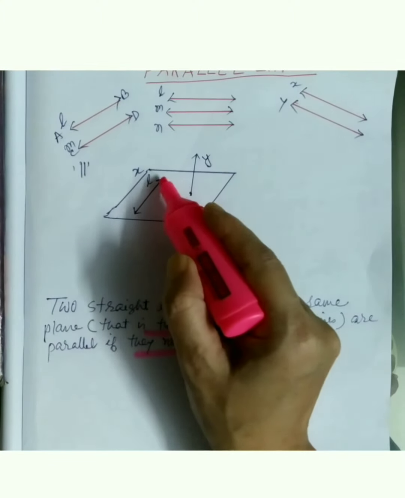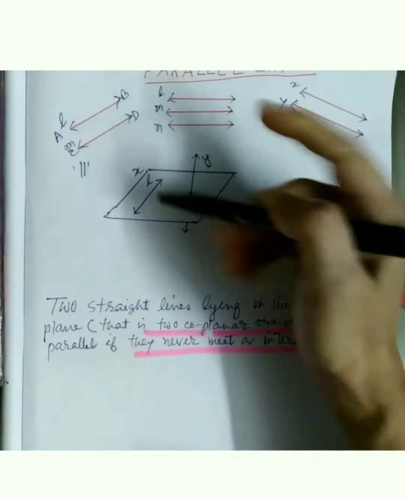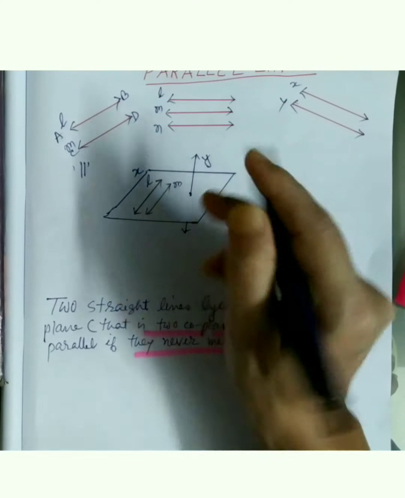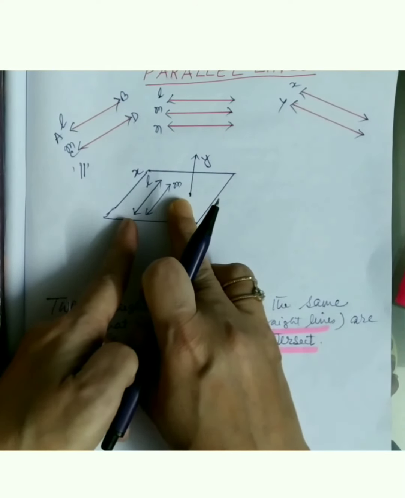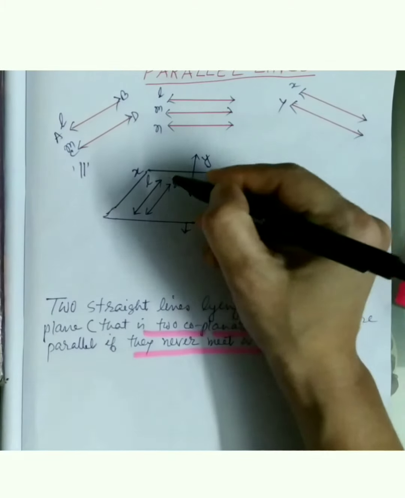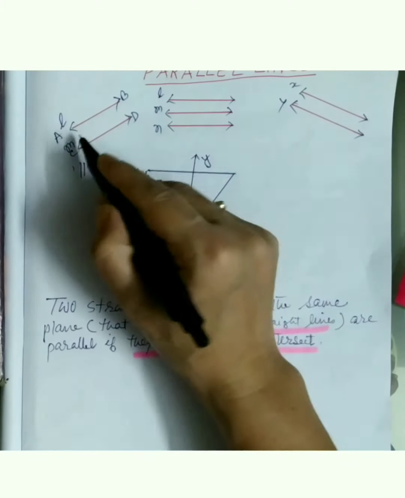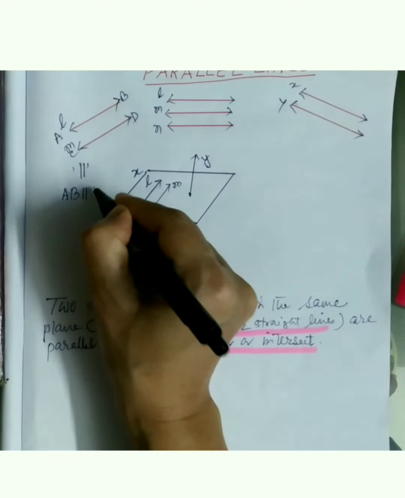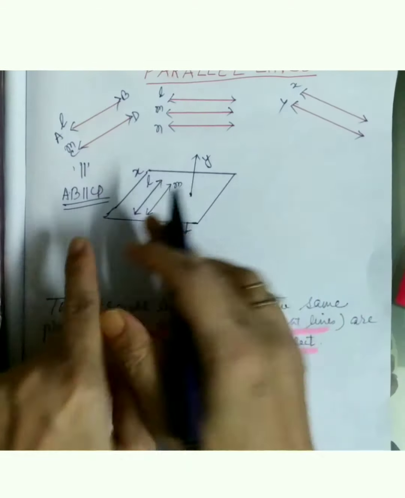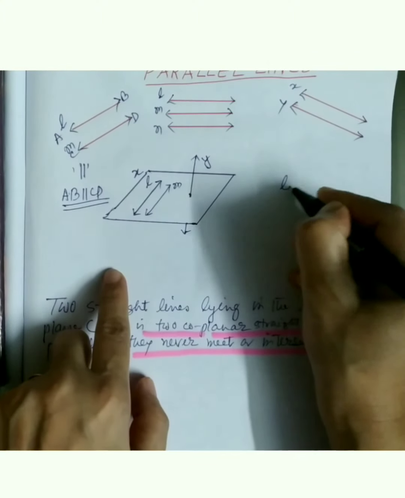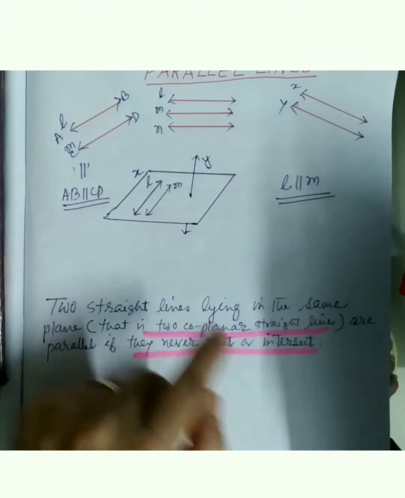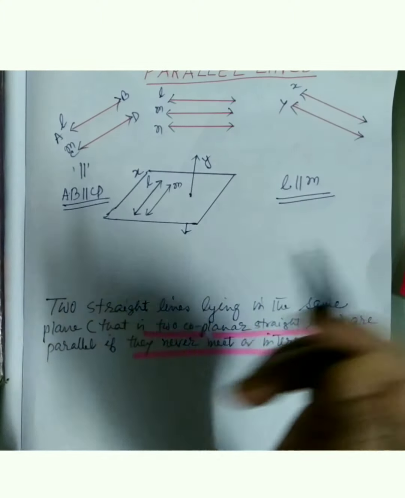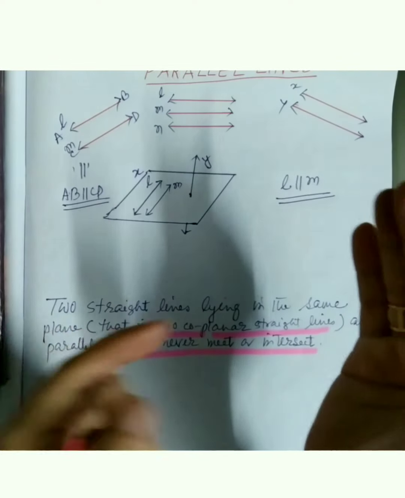So if this is L and this is Y, then I can draw another line like this. If I draw a line M, you see these two lines are in the same plane. So we can say that L and M are parallel, and AB and CD, we denote it like this, and we write AB is parallel to CD. This is the way we write parallel lines. L is parallel to M, we write like this. So this is about parallel lines and examples of parallel lines.